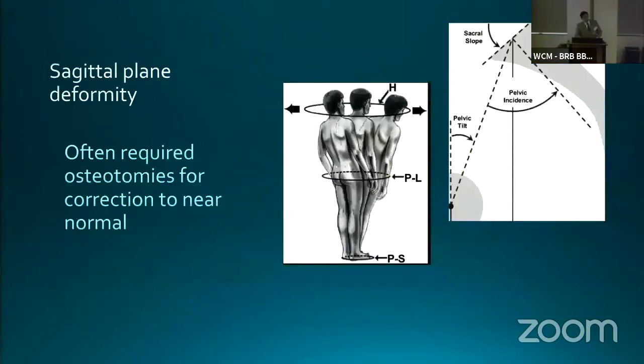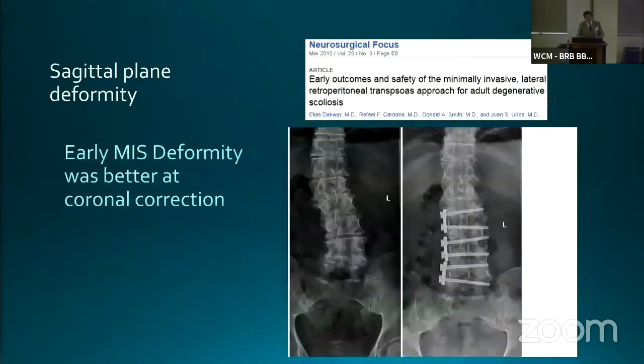Again, sagittal plane deformity, as has been described, often requires osteotomies, or sometimes there are newer advanced techniques to correct patients towards what we consider normal. And when we look at MIS deformity, its early applications, which were only about a decade ago or so, were really much better at coronal correction than sagittal plane correction.